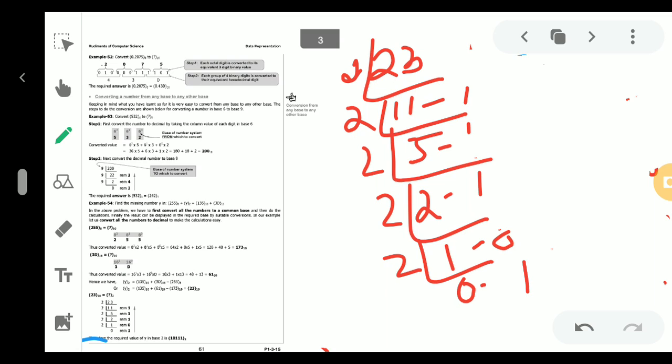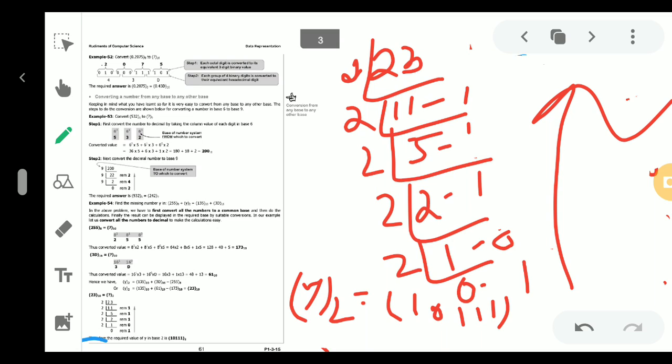So the value of y in base 2 is equal to 10111 base 2. This is the final part. I hope the total sum is clear to you. Thank you, students. I'm ending my lecture over here.